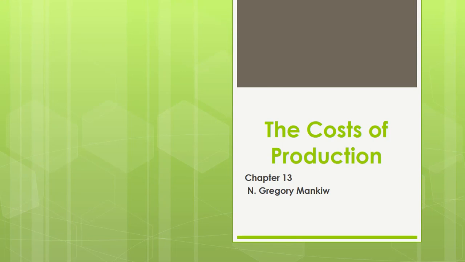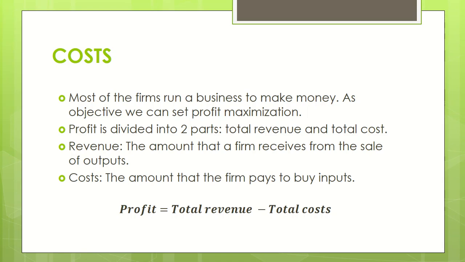Number 13, that is cost of production. As you know, producer theory explains the behavior of producers, so the goal of every company is to maximize the profit. You can say that producers or any firm make such decisions that will maximize their profit, and profit is equal to total revenue of the firm minus its total costs.